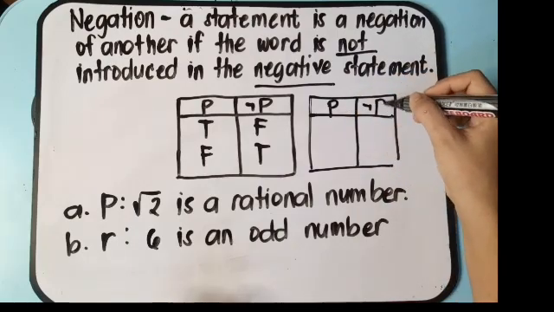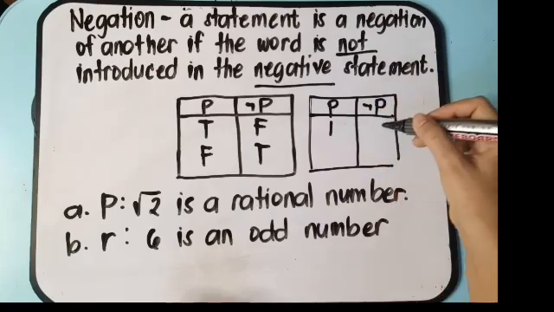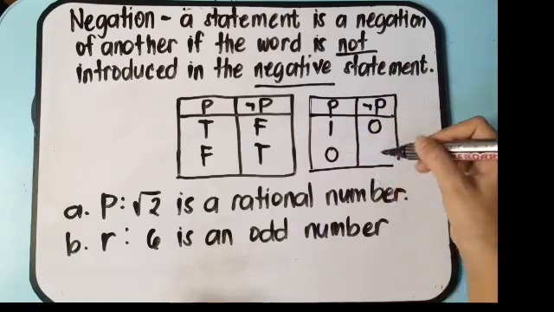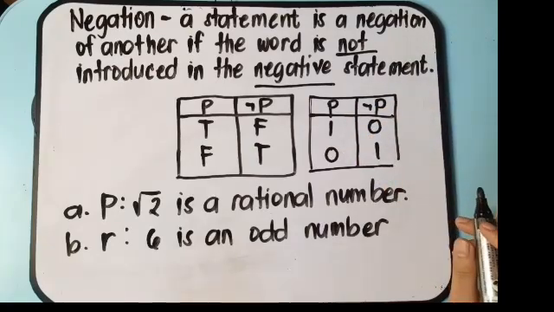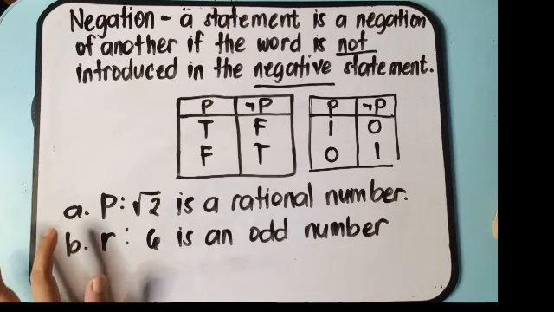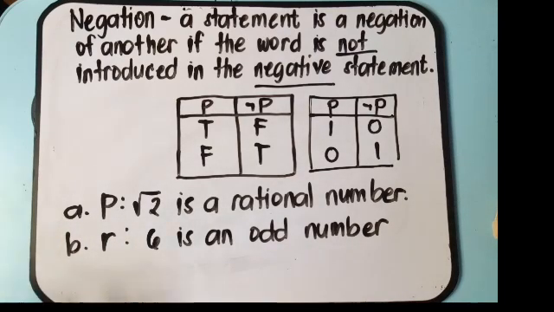P, not P. So 1 0 0 1. Diba? I already mentioned that from the topic, proposition. Okay. So let's have an example. So we have two examples here. We have two propositions, P and R.